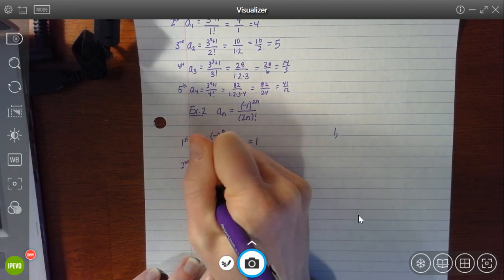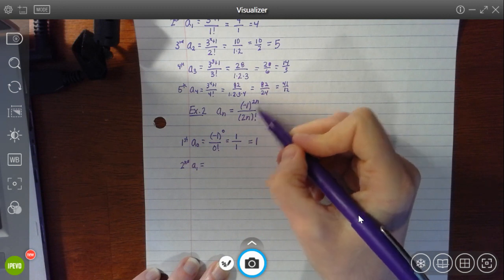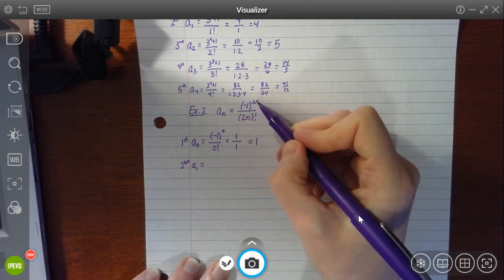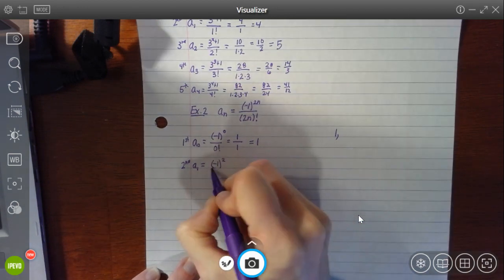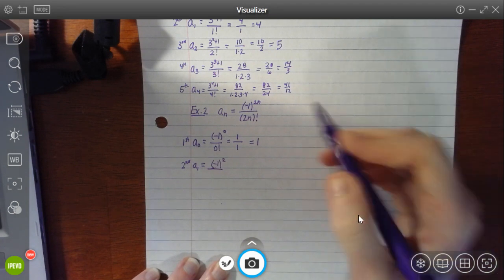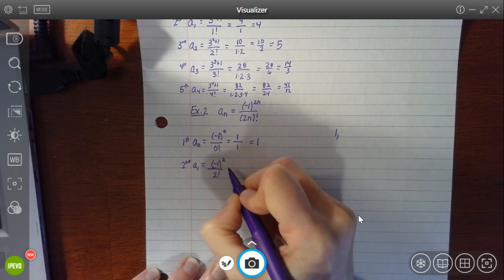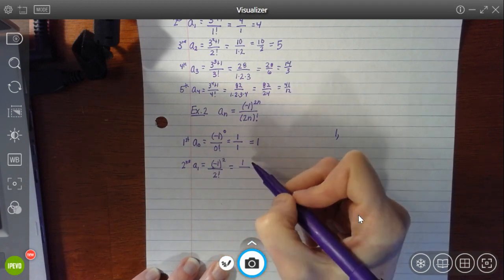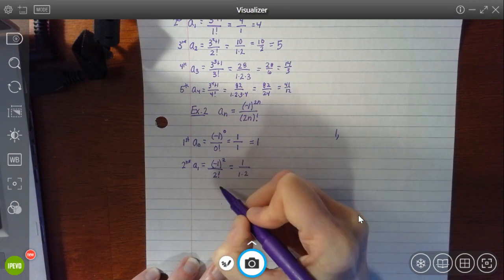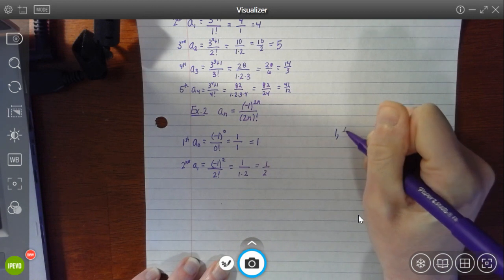For my second term, I'm going to find a sub 1. So again, I'm going to go back here and replace these n's with 1. I'm going to do 2 times 1 to get an exponent of 2 there, so I'm going to get -1 squared. In my denominator, I'm going to do 2 times 1, which is 2, so this is going to be 2 factorial. I'm going to get +1, because a negative squared would be a +1. 1 times 2 would be 2 factorial. So we're going to get 1/2 as our second term.